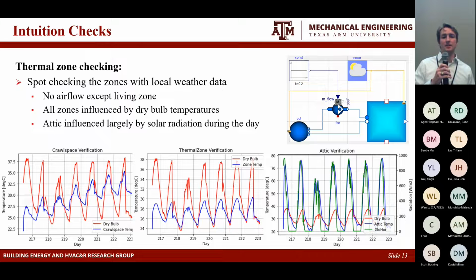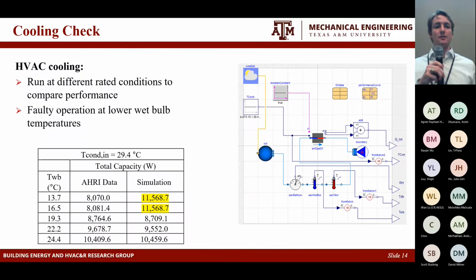So these are just to show the results on the bottom. On the right side, we can see the plot for the attic temperature, and it follows directly the global horizontal irradiance that we see locally. So we think that those made pretty good sense. So we wanted to move on and do a spot check for the cooling coil, for the DX coil that we were running.